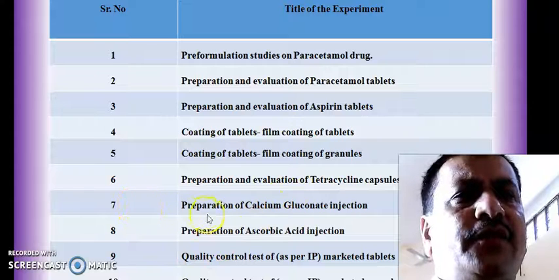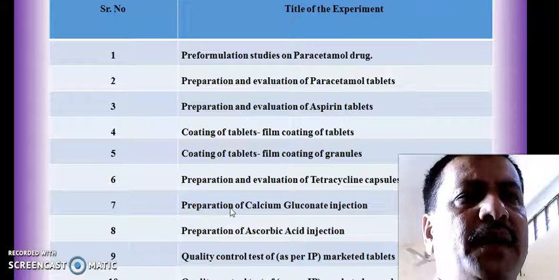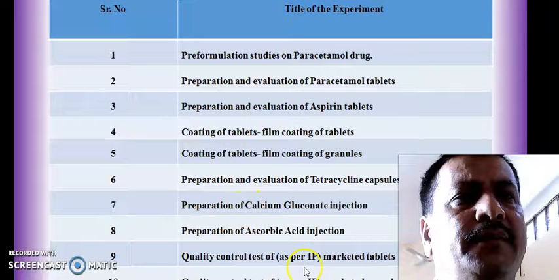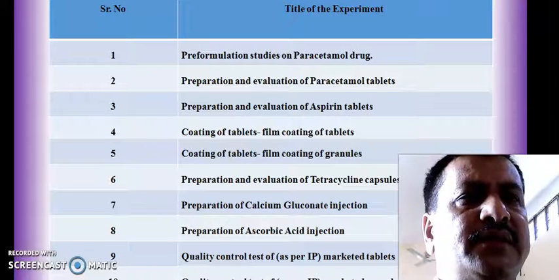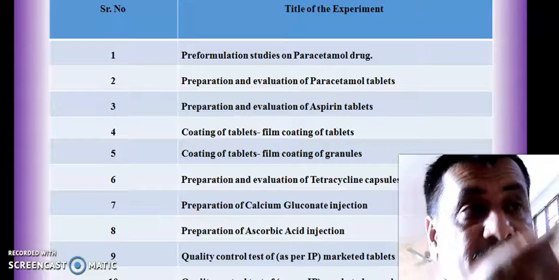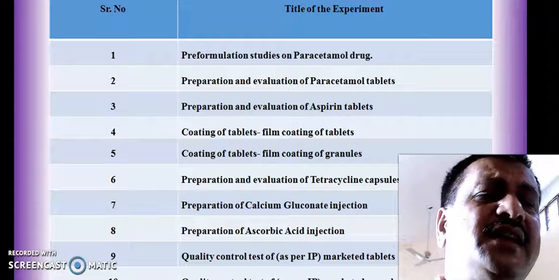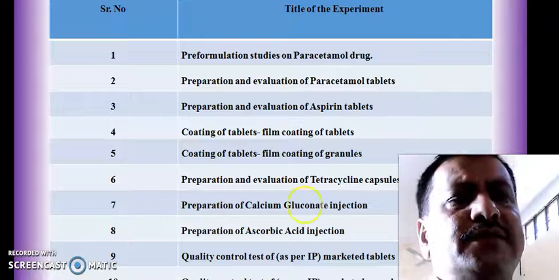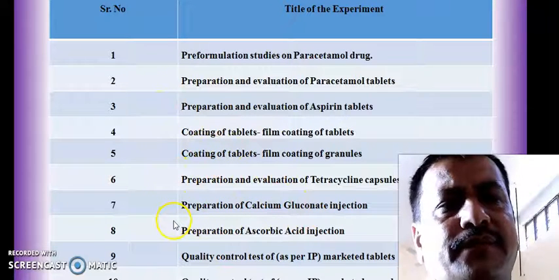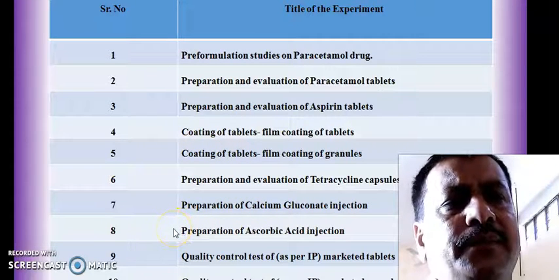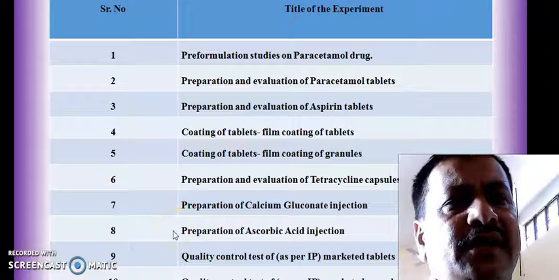Experiment number 7 is from the parenteral dosage form, in which we are going to prepare and evaluate large volume parenterals, in which we are going to prepare calcium gluconate injection. We are going to carry out certain evaluation tests such as sterility test, then test for pyrogens and other tests, as they are not feasible to be carried out in a college setup. So we are going to go with the sterility test.